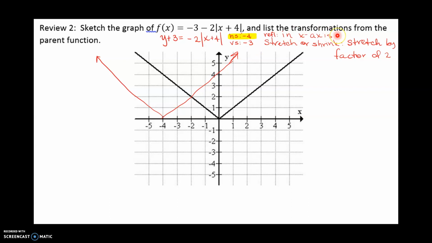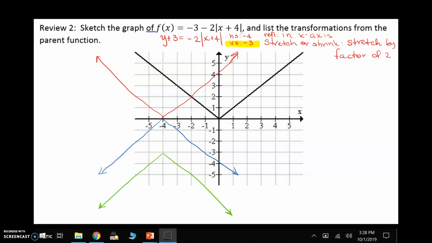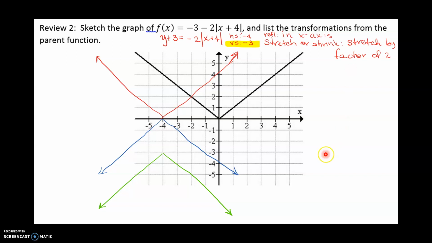Then the next thing we want to do is reflect it in the x-axis. And then we want to vertically shift it down 3. All right, and then we want to stretch by a factor of 2. So remember, that's just going to make it a little bit taller and skinnier.